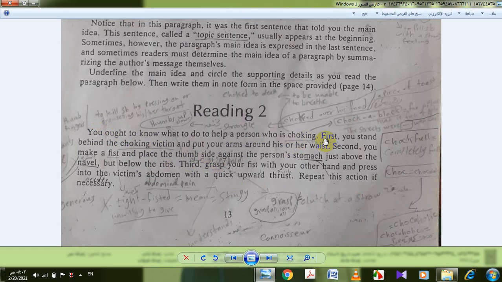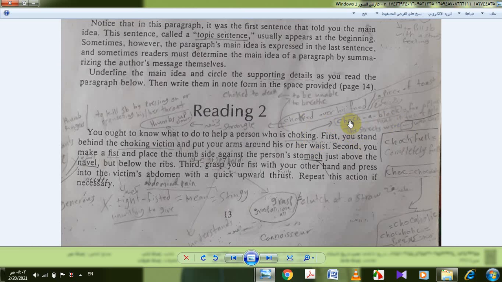Choking here, we can say he choked over his food, زور in Arabic. He choked over his food. He choked over a piece of toast, for example. Choked, okay? Unable to breathe. He was choked to death. He was choked to death. خنق حتى الموت.